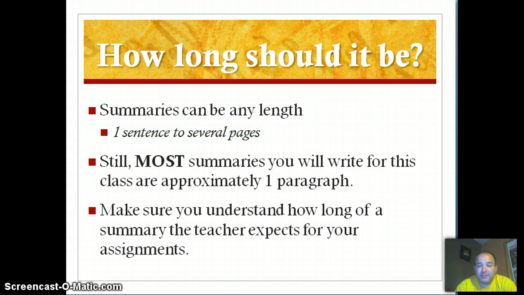Most summaries we do for this class, though, are going to be about 1 paragraph, but you have to make sure you understand how long the summary we want is for each assignment. If we give you an entire page of lines to fill up, chances are it's going to be more than 1 paragraph. So you have to pay attention. We will tell you what we want, but you have to remember it.